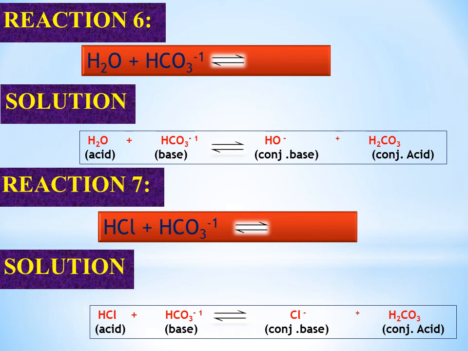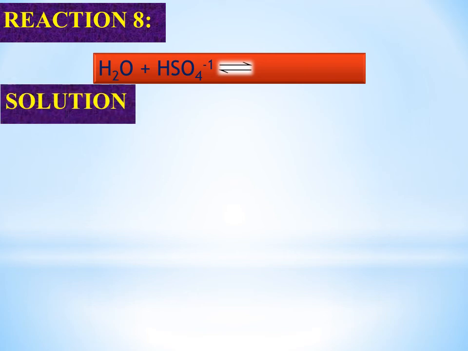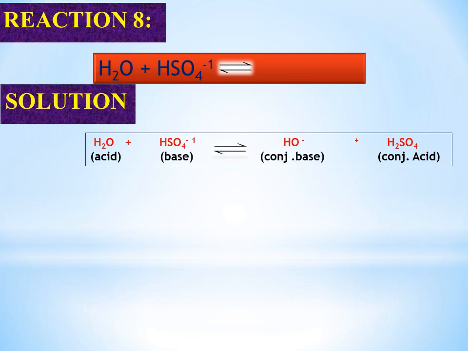Now let's go to reaction numbers 8, 9 and 10. Okay, now look at reaction number 8. When we treat water and bisulfate ion, what will be their conjugate acid and bases? Now look at this reaction. Here water is reacting as an acid, and hydrogen sulfate ion is reacting as a base. So now when this gets a proton from the water, it will form H2SO4, which will be the conjugate acid of this bisulfate ion.